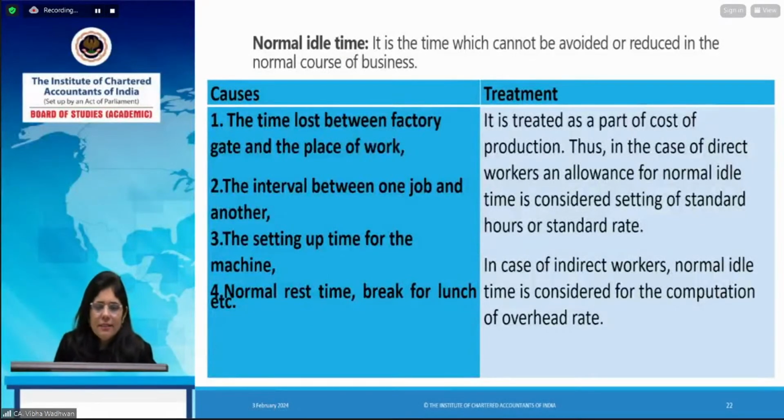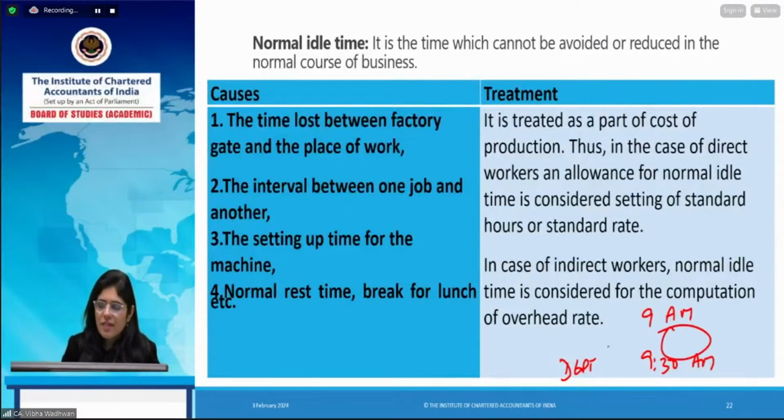So the normal idle time, the time lost between factory gate and place of work. They have entered at 9 a.m. but they are reaching their place of work, let us say department A, at 9:30 a.m. So see, half an hour they are wasting here. If it's a 5-minute walk and they are taking 30 minutes to reach the place of work, that means 25 minutes is abnormal idle time.